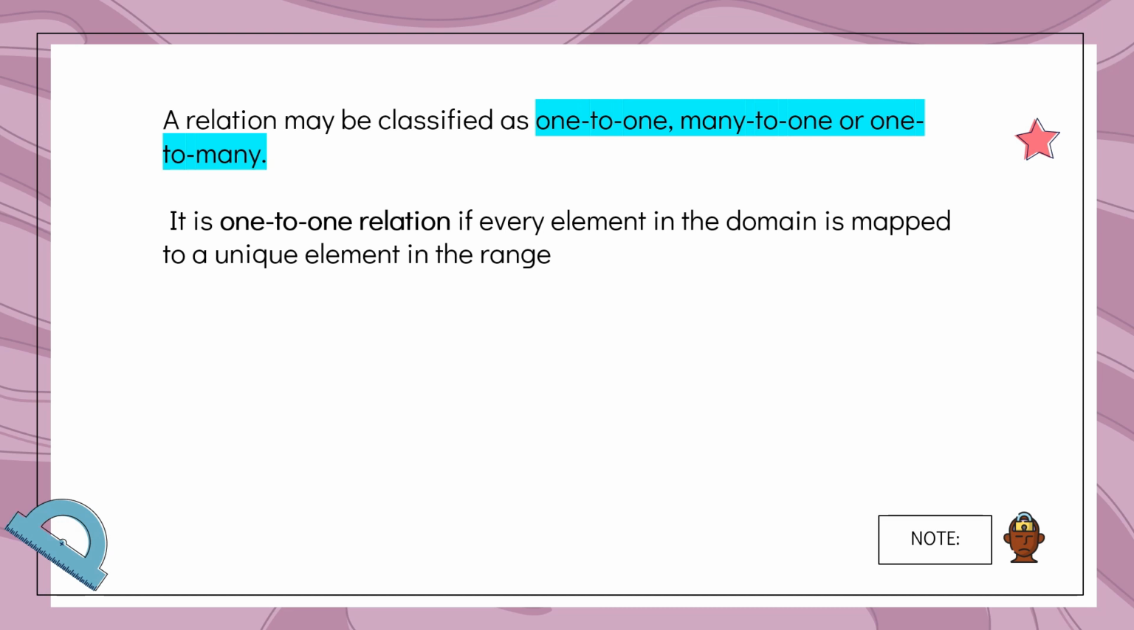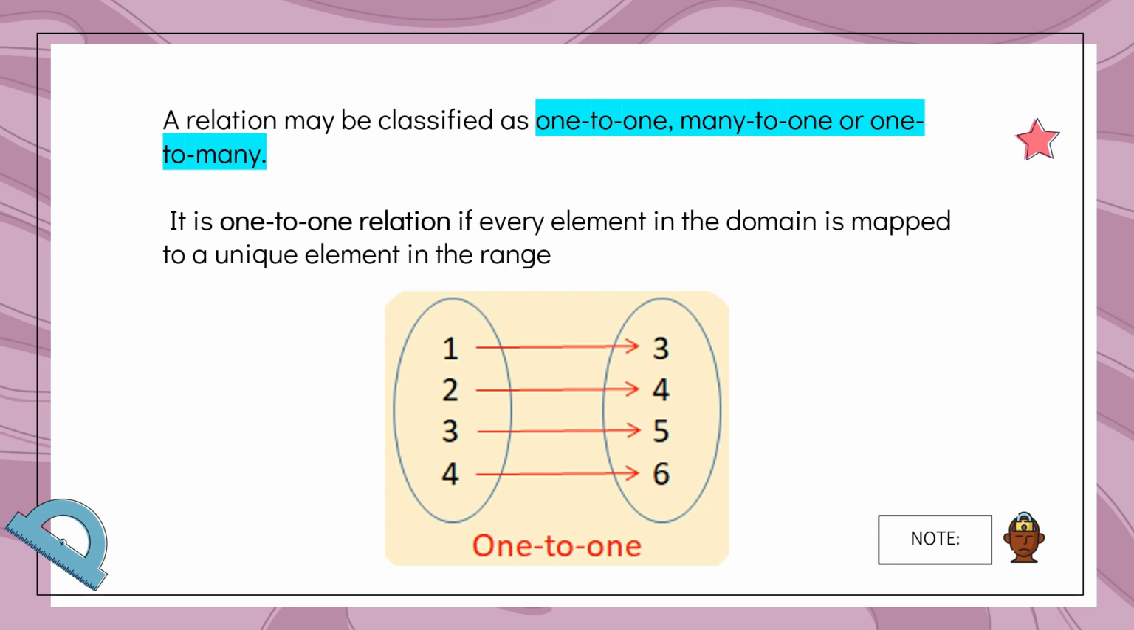A relation may be classified as one-to-one, many-to-one, or one-to-many. It is a one-to-one relation if every element in the domain is mapped to a unique element in the range. Here is an example of a one-to-one relation. 1, 2, 3, and 4 are the elements in the domain, and 3, 4, 5, and 6 are the elements in the range. So every element in the domain, for example the number 1, is mapped to the number 3 in the range. 2 is mapped to 4, 3 is mapped to 5, and 4 is mapped to 6.